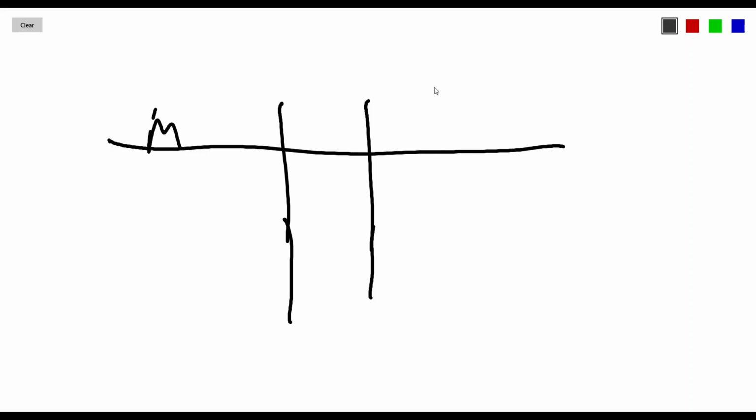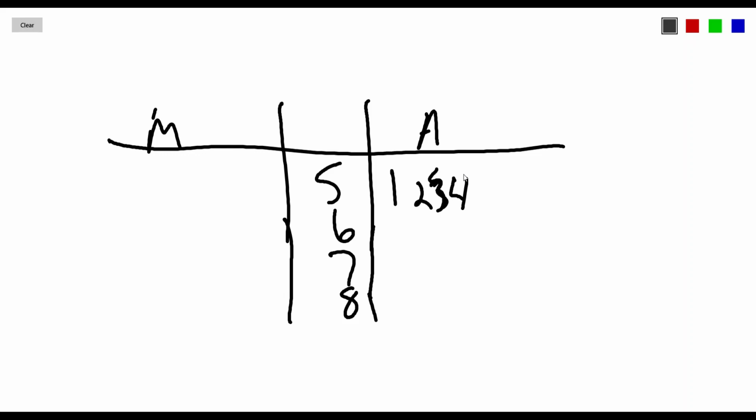And I'm going to crudely abbreviate. 5, 6, 7, 8. 1, 2, 3, 4, 7, 9 for the 60s. 8, 8, 4, 9, 4, 0.